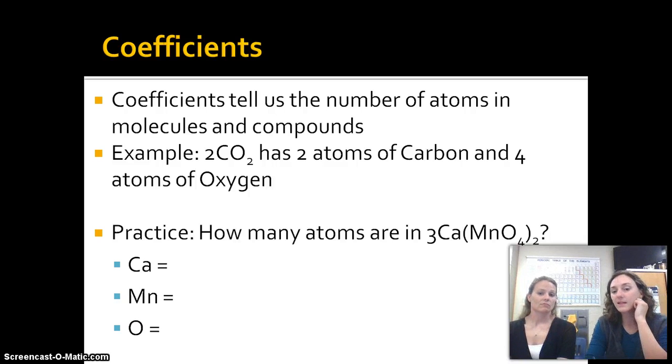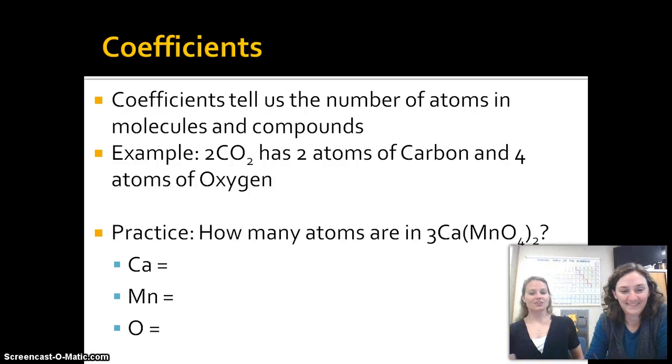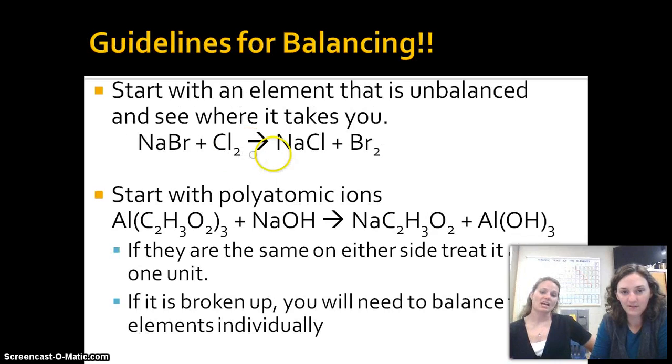But we have 3 Ca in parentheses, MnO4 in parentheses, 2. What's the name of that molecule? Or no, it's ionic, so it's a compound. Well, what are we going to do? We're going to take our 3, and we've got to multiply it through, right? So the 3 is going to multiply through the Ca, through the Mn.